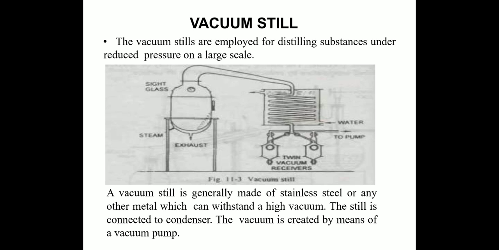Next, we have vacuum still. The vacuum stills are employed for distilling substances under reduced pressure on a large scale. A vacuum still is generally made up of stainless steel or any other metal which can withstand high vacuum. The still is connected to a condenser. The vacuum is created by means of a vacuum pump. The given figure shows the vacuum still.